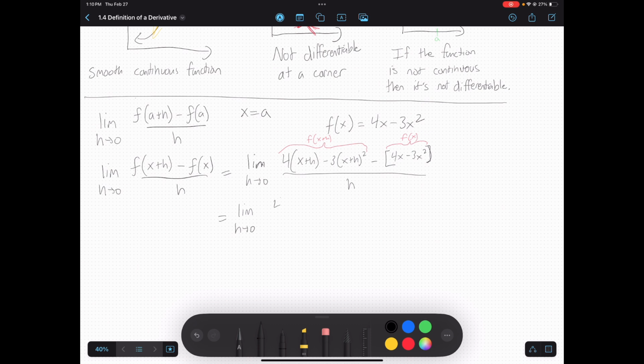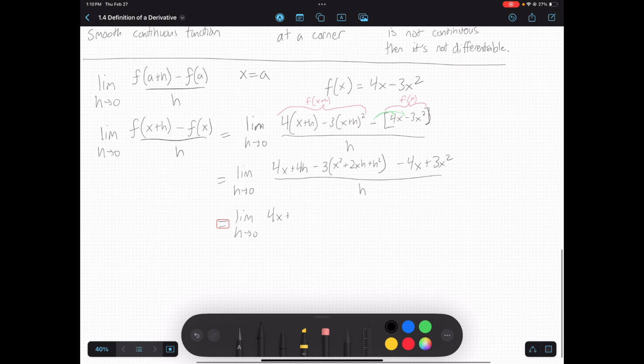So let's expand this. I'm going to get 4x plus 4h minus 3 times, if I do x plus h squared, I get x squared plus 2xh plus h squared. Minus, let me go ahead and distribute that negative sign to both terms. And so I get minus 4x plus 3x squared. Well, let's keep going. 4x plus 4h. I'll distribute that negative 3 to all three of these terms. And I'm left with negative 3x squared minus 6xh minus 3h squared minus 4x plus 3x squared all over h.